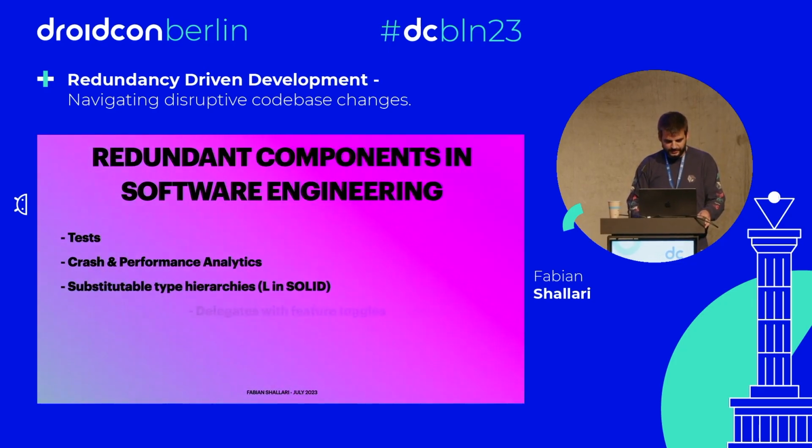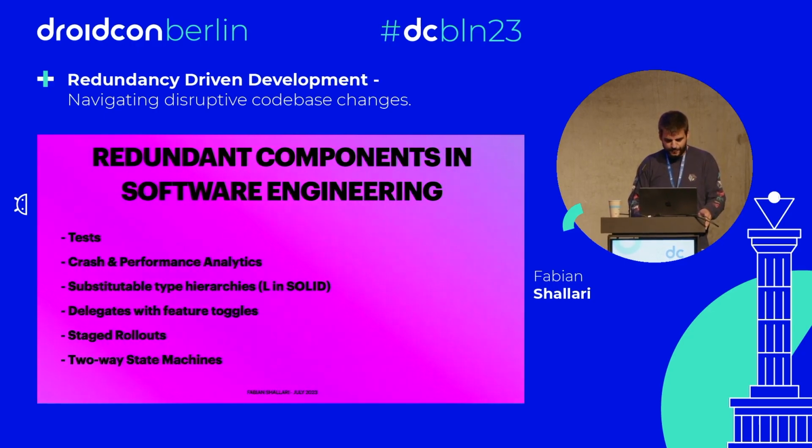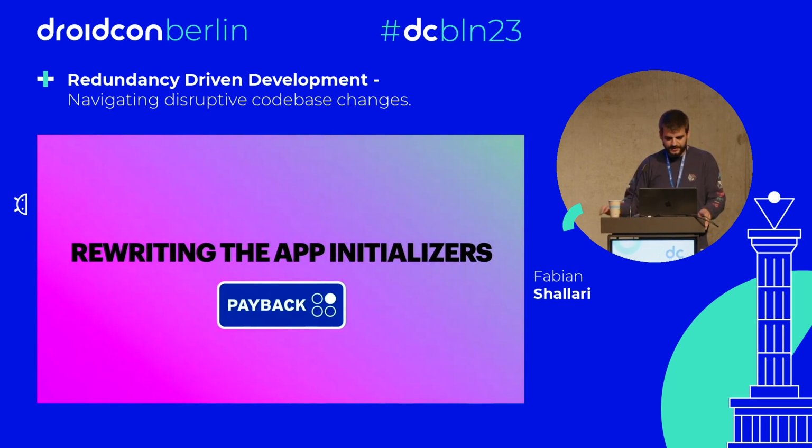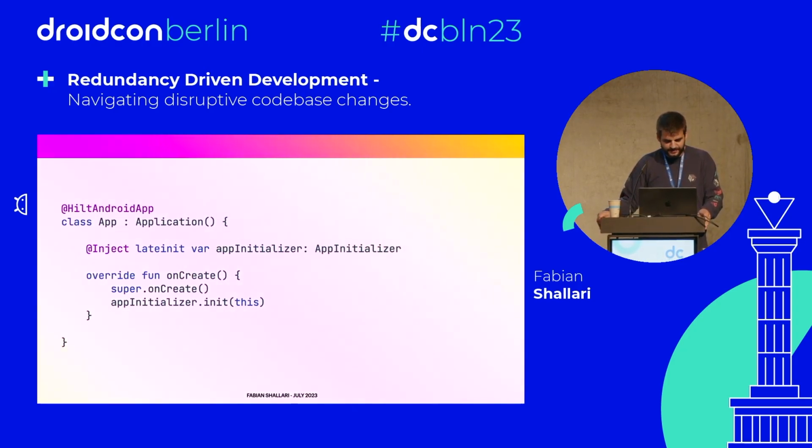And there are four other things that I want to talk about today. And in order to do that, let's look at some concrete examples. So the first thing is rewriting the app initializers at Payback. I'm sure that most of our apps have something like this. An app initializer, which when the app is created, initializes a list of components which are critical for our app to run.